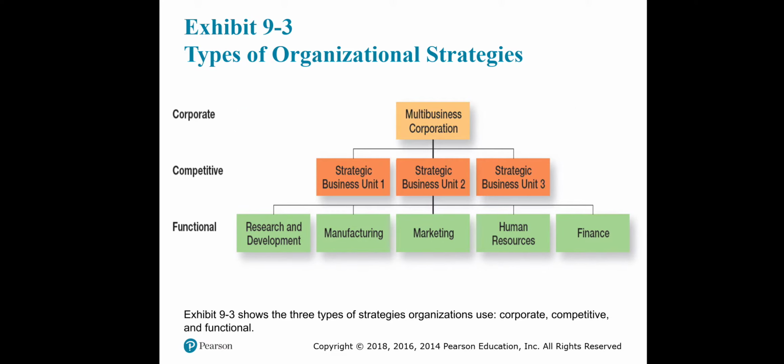As we said earlier, organizations use three types of strategies: corporate, competitive, and functional. As illustrated in Exhibit 9.3, top-level managers typically are responsible for corporate strategies, mid-level managers for competitive strategies, and lower-level managers for functional strategies. In this section, we'll look at corporate strategies.